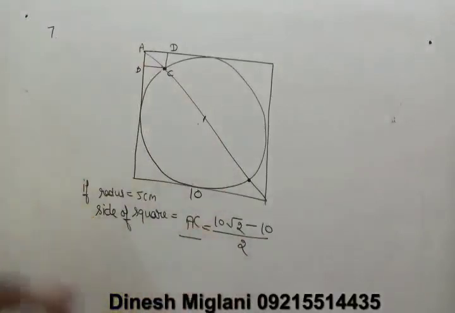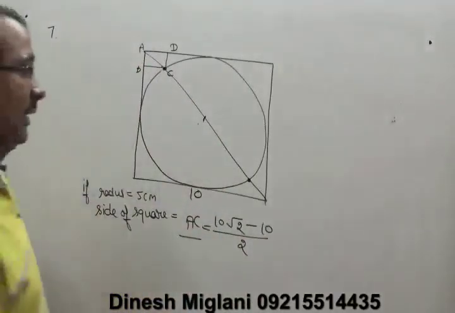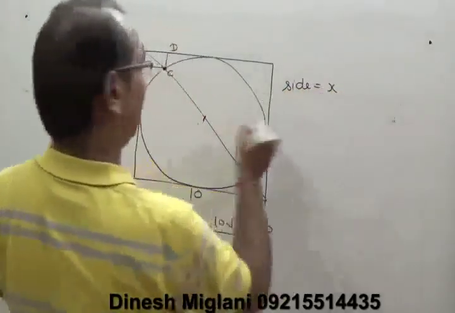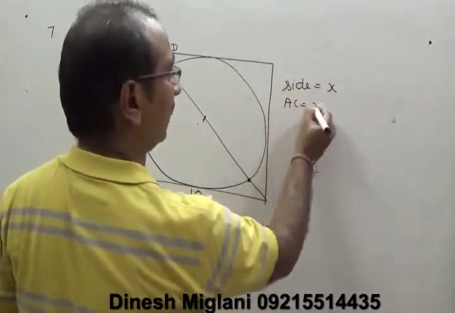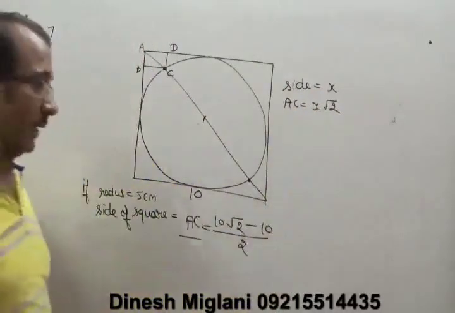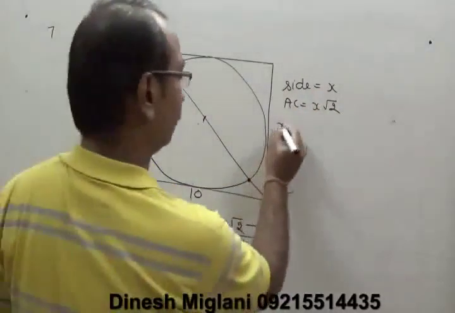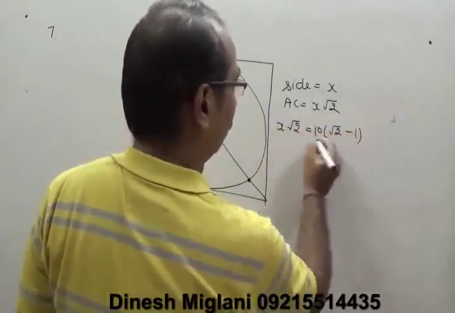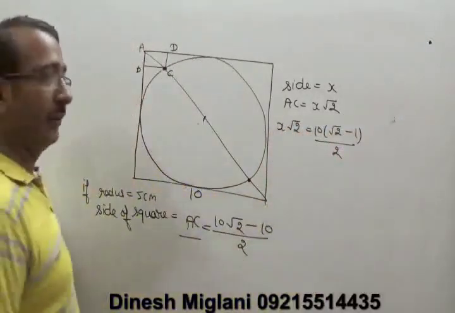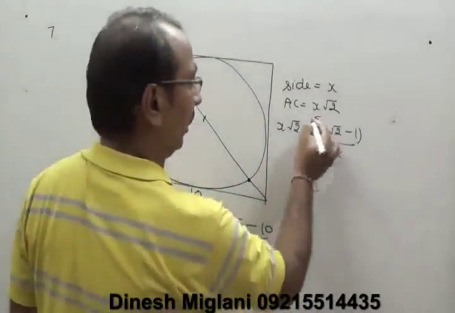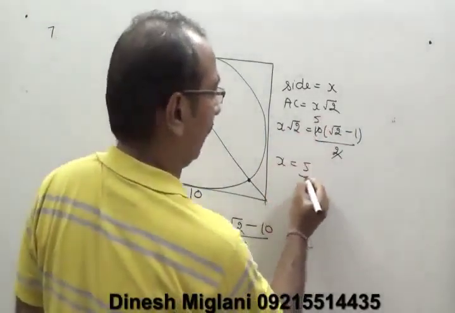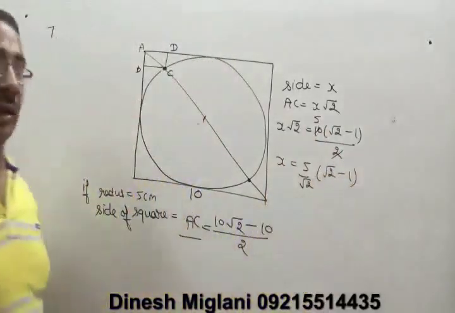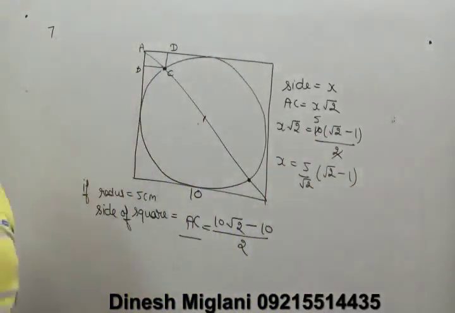Right? Now I have to find the side of the square. Suppose I say the side of the square is equal to x. Then AC, that is the diagonal of the square, is x root 2. So I can say this x root 2 is equal to 10 of root 2 minus 1 upon 2. From here I have to find the value of x. It will go on 5. So I may say x equals 5 root 2 into root 2 minus 1. So this is the side of the square that is being made at this place.